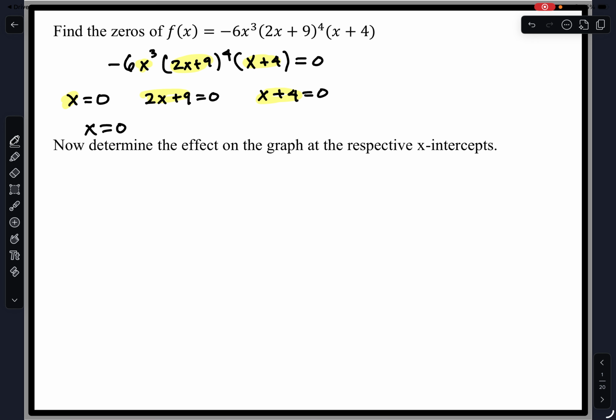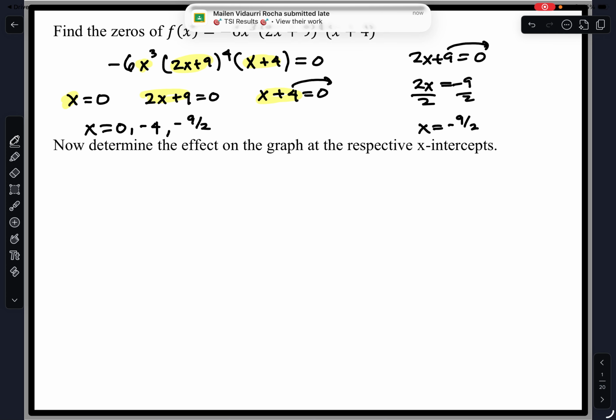And for the last one, I can get it by simply moving the 4 to the other side, making it negative 4. So that's my second intercept. But for this one right here in the middle, 2x plus 9, when is that going to equal 0? I will solve this equation by moving the 9 to the other side, which is negative 9, then divided by 2. We get that x equals negative 9 divided by 2. So there's the third one, negative 9 divided by 2.